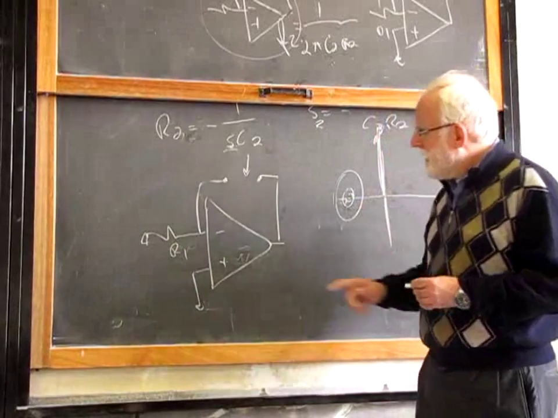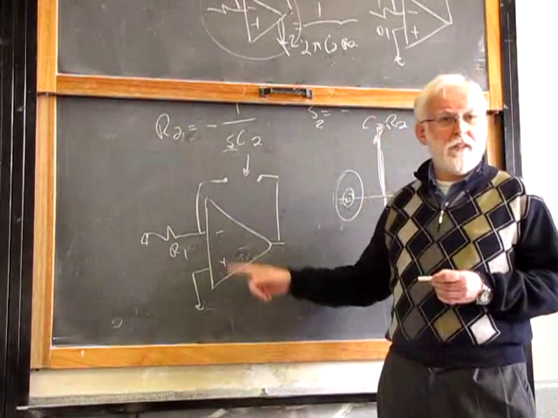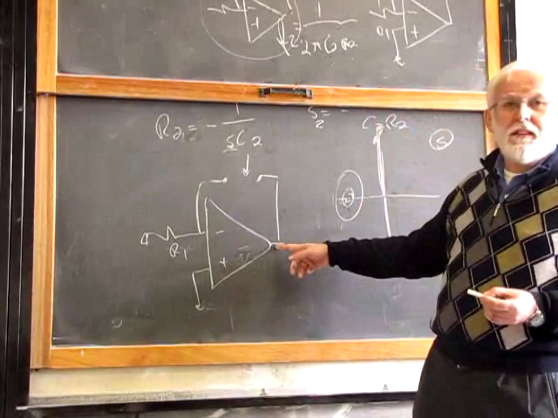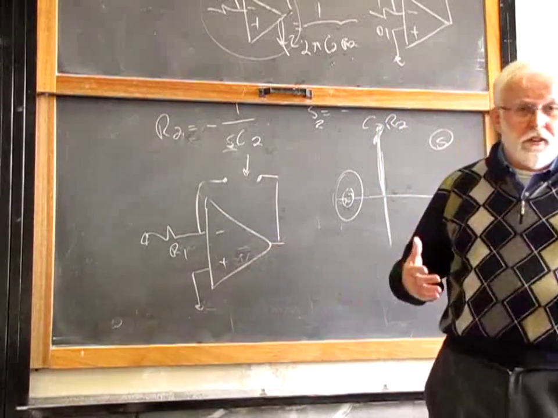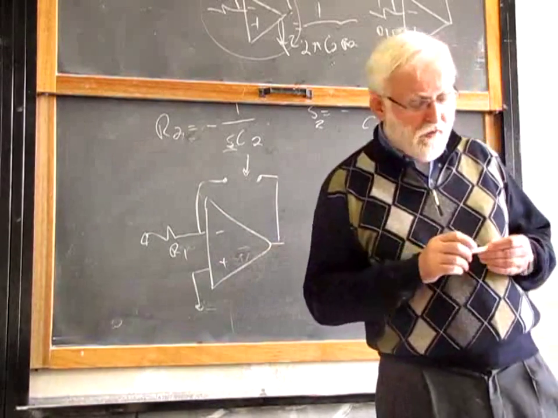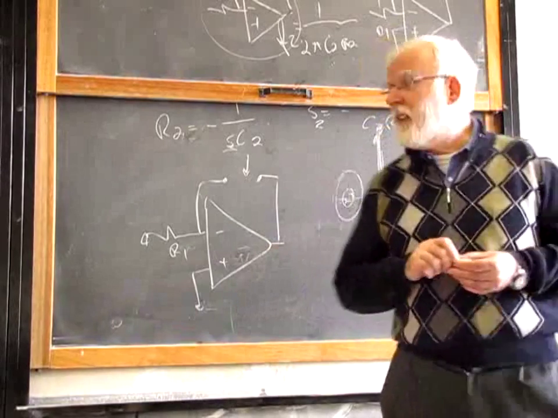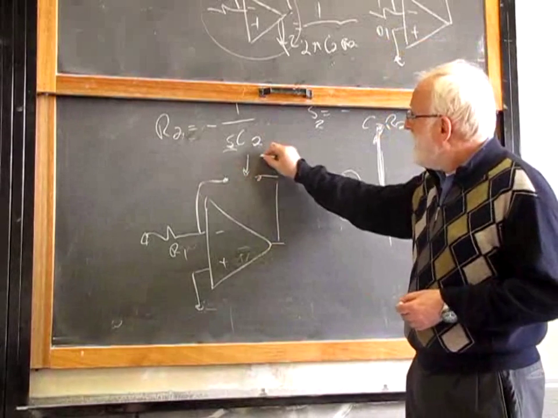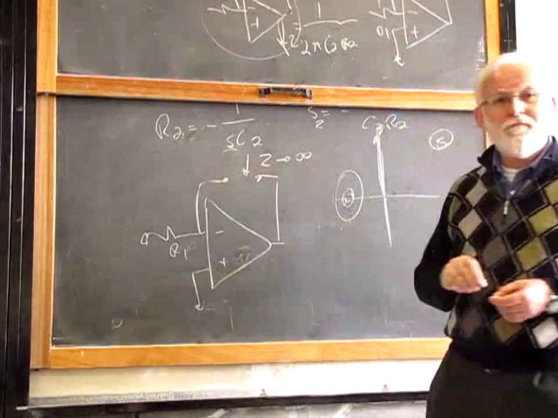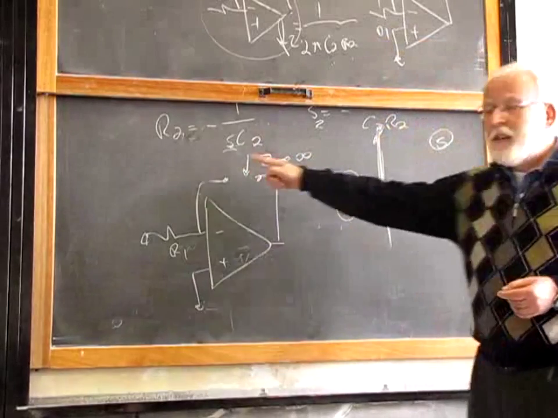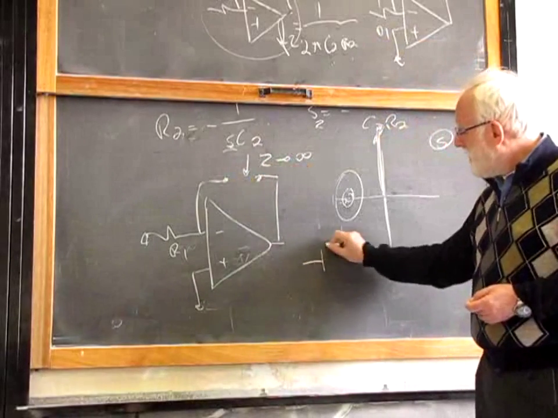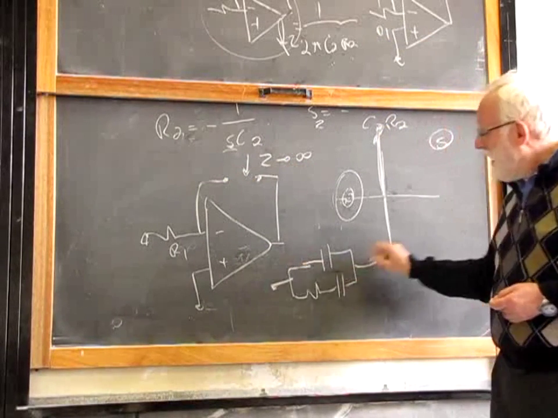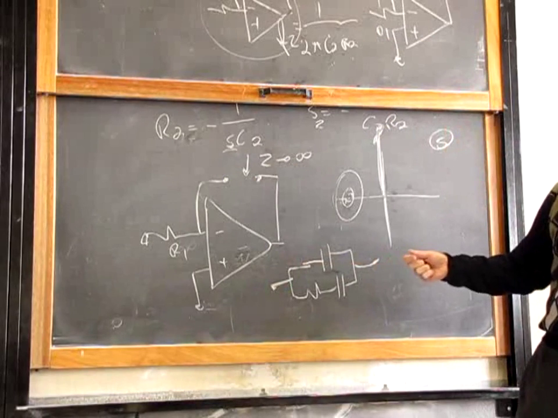In many textbooks you find that an ideal op amp has infinite input impedance. Who cares? It's not needed. It has zero output impedance. It's not important. As long as you have infinite gain, that's enough. If you look at the impedance between these two nodes, you get that this V goes to infinity. So your feedback network is just something like this, and from here to here there is nothing, no impedance is connected.